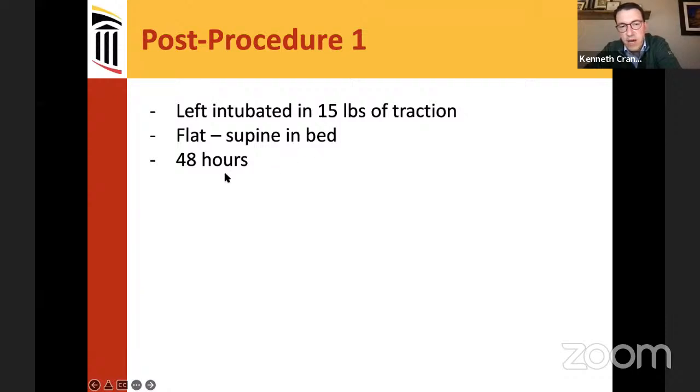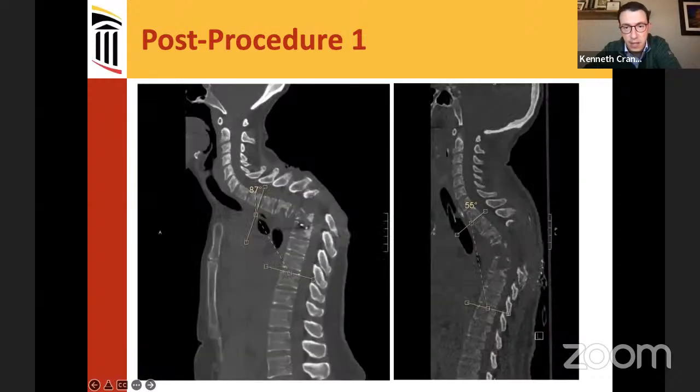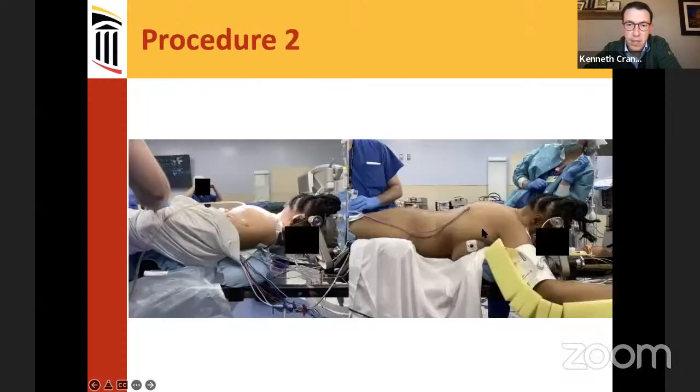We did the surgery on a Friday, so we left her intubated in the ICU in just 15 pounds of traction over the weekend, and then took her back to the operating room on Monday. So this was a CT scan that we had, showing what we were able to accomplish by Sunday evening or so, showing the correction that we were able to get at that stage.